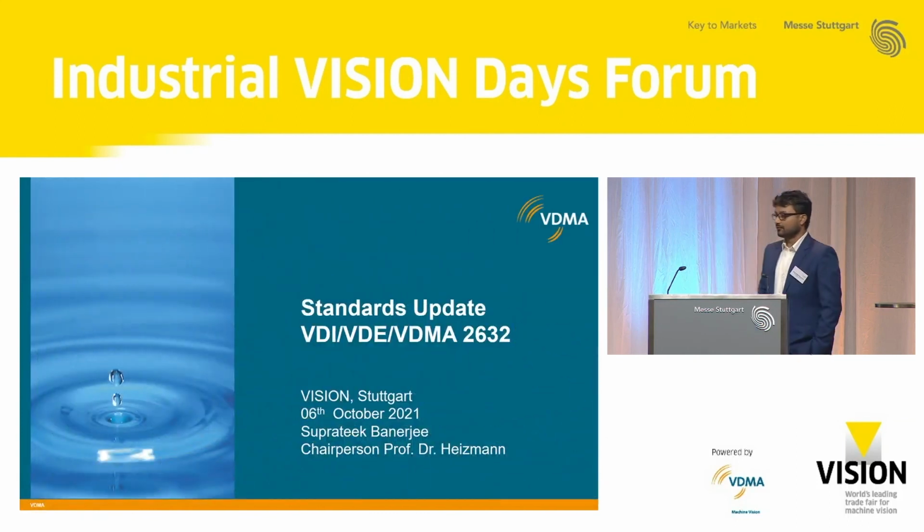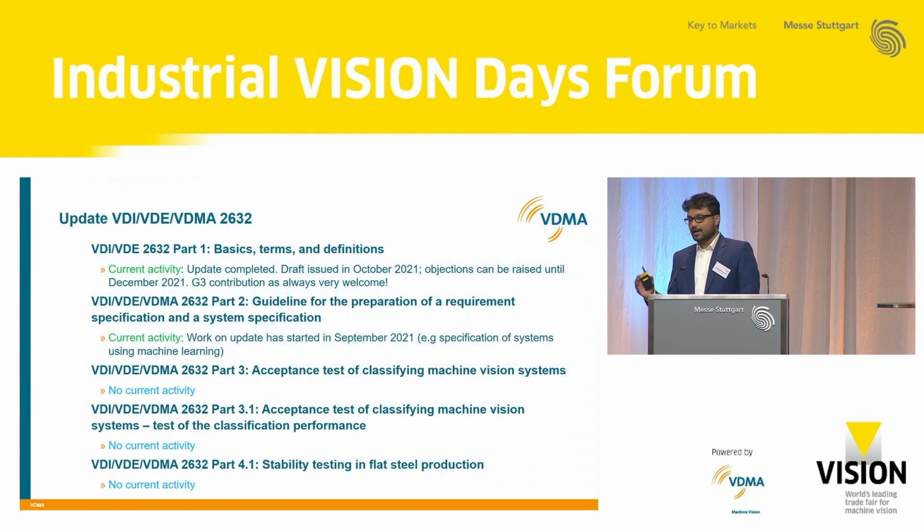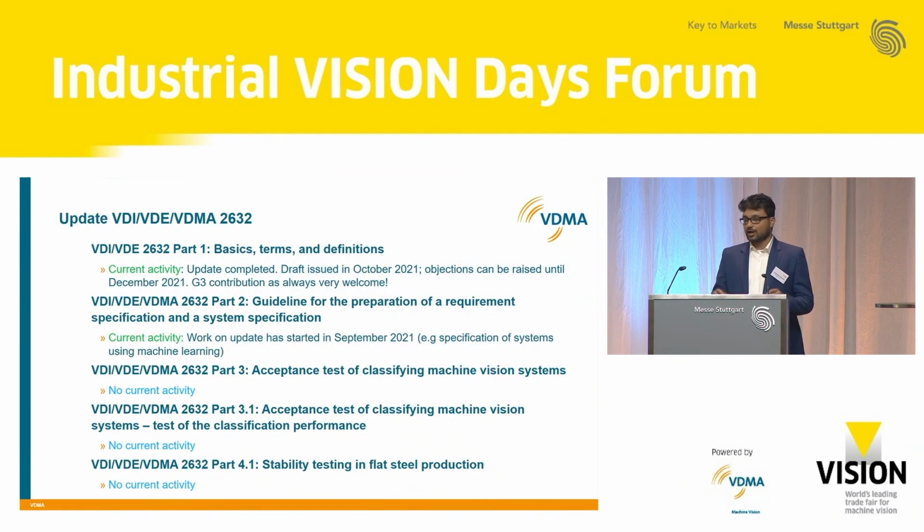Next up is the VDI, VDE, VDMA 2632 series of guidelines. Here I have just small updates. Part 1 has currently been updated, and you can write to the group if you have some recommendations or corrections to the standard up until December. For Part 2, work on the update was started in September 2021 and will go on until a draft is ready. For Parts 3, 3.1, and 4.1, there are currently no activities planned. So that's it from our side.